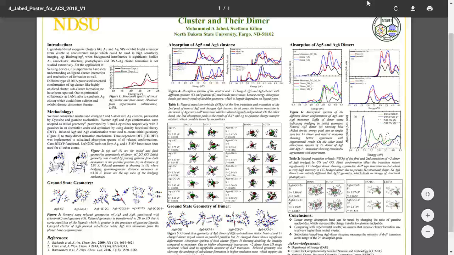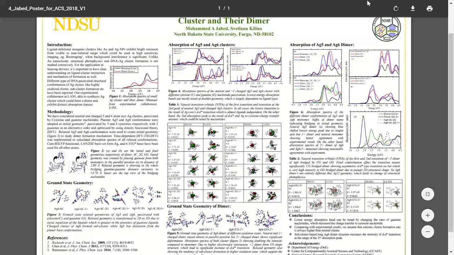Since it will change the photophysical absorptions or emission based on the interaction of nucleotides, this type of cluster can be used in biosensors because, in specific interaction with a specific DNA or RNA, it will emit a specific wavelength of light, or it will show a specific absorption spectra. It's known as a structural absorption phenomenon. So that's why we are working on smaller sizes, like less than 10.